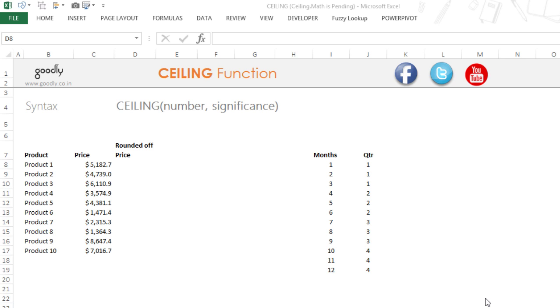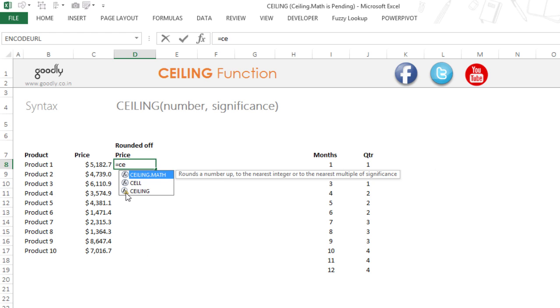What I'm going to do is teach you two applications of the ceiling function by an example. So let's take a look at this example here. What we have here is different products from 1 to 10 and their exact price. So this is $5,182.07. Now, what if I want to round off the price to the nearest 100? So if this is 5182, this should be $5,200. So what I'm going to do is use the ceiling function.